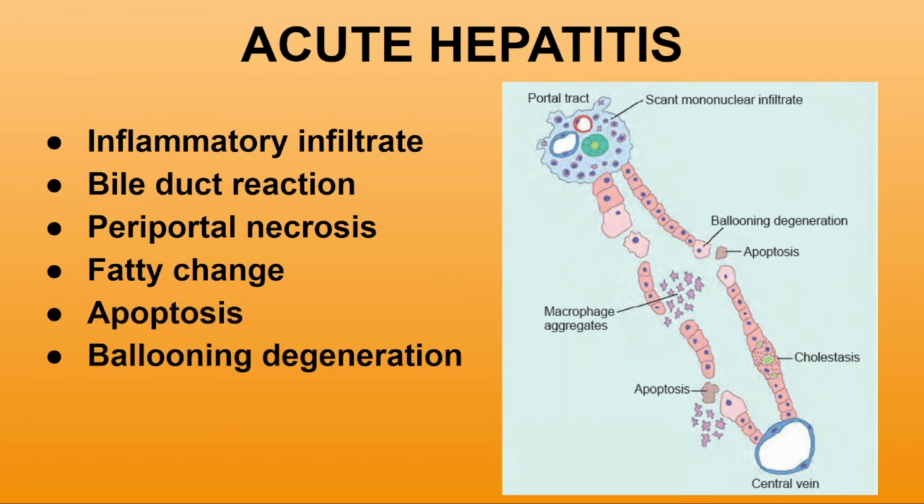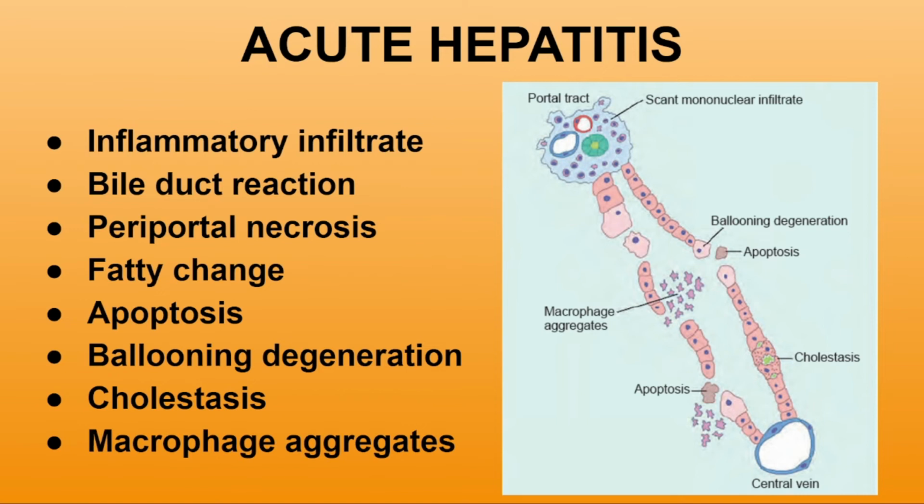Now a very important pathological feature is the ballooning degeneration. The cell will swell up. The reason may be membrane damage or damage to the cytoskeleton, which leads to swelling of these hepatocytes, leading to ballooning degeneration. Very important pathological feature. Next we have the cholestasis, the reduced flow of bile, and the macrophage aggregation.